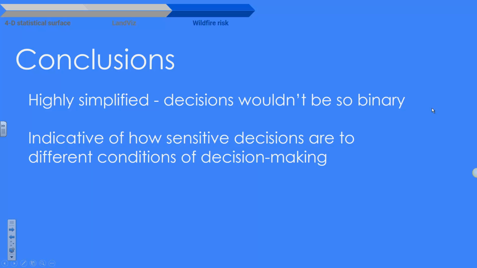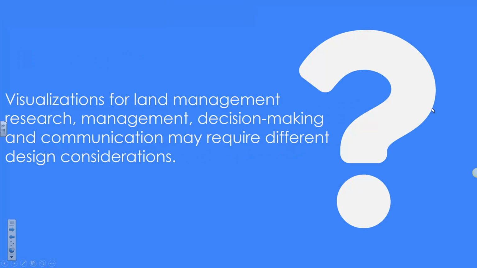This is obviously a very highly simplified experiment. Normally our decisions wouldn't be as binary as to just stay or leave. It would have to do with when, what to take with you. Do you want to protect your house? There's obviously a lot more at stake here. But I think it does illustrate a little bit how sensitive making decisions is to very small differences in how uncertainty is represented in visualizations.